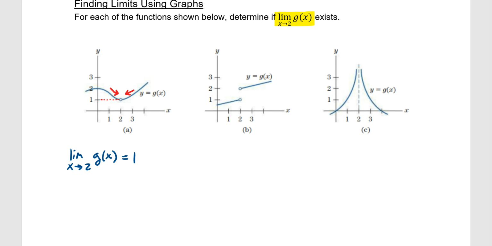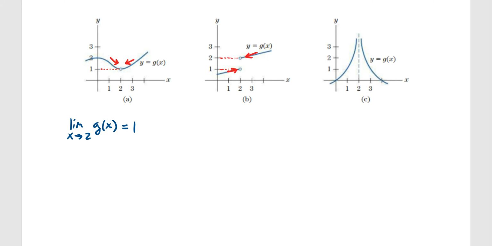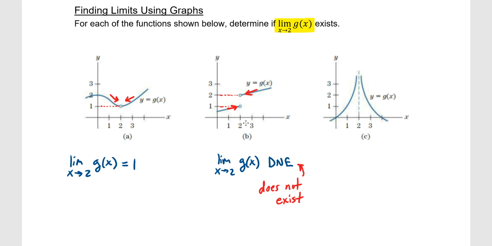We have this jump in the function at 2. So if we start from the left of 2, and we start from the right of 2, those are approaching different values. Since those are approaching different values, one of them is approaching a y value of 2, the other one is approaching a y value of 1, that means the limit does not exist. And we typically can use the abbreviation DNE, it means does not exist.